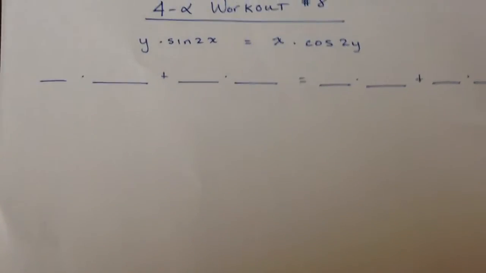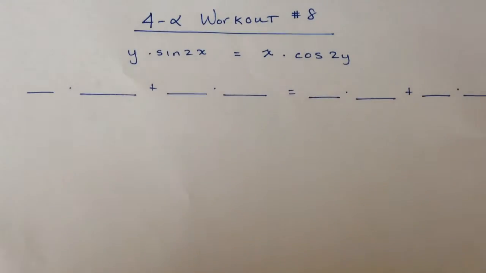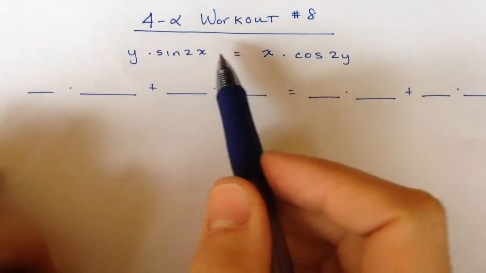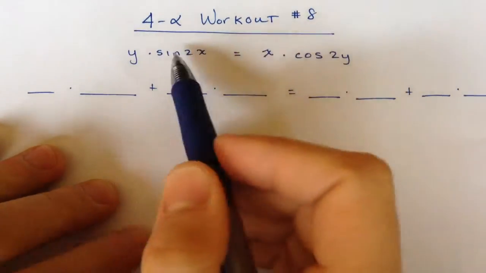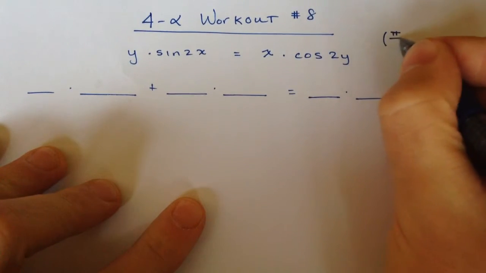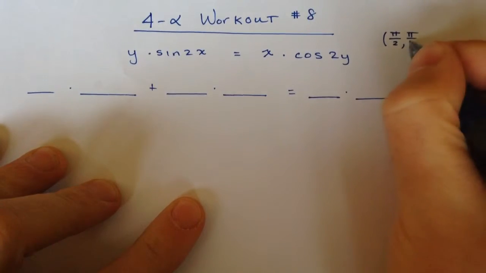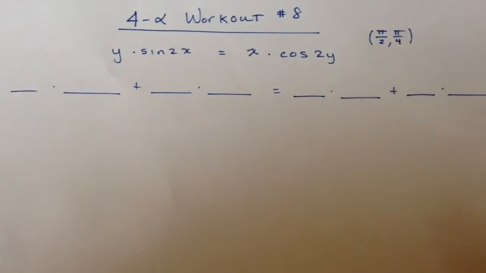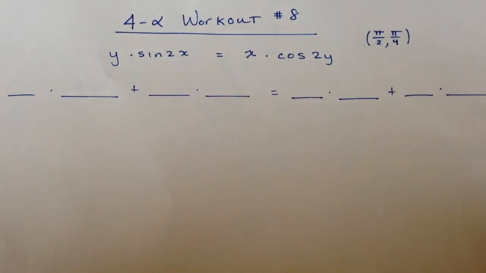The problem that I'm going to work through right now is from the 4 alpha assignment. It's problem number 8, and we're asked to find the tangent line to this relation at the point pi over 2 comma pi over 4. And it's really a problem that happens in 3 stages. And the first stage is to find the derivative.